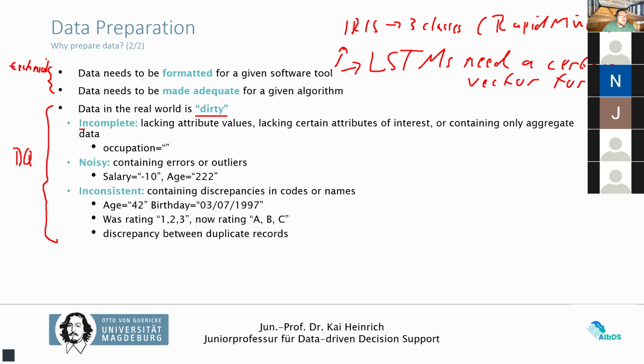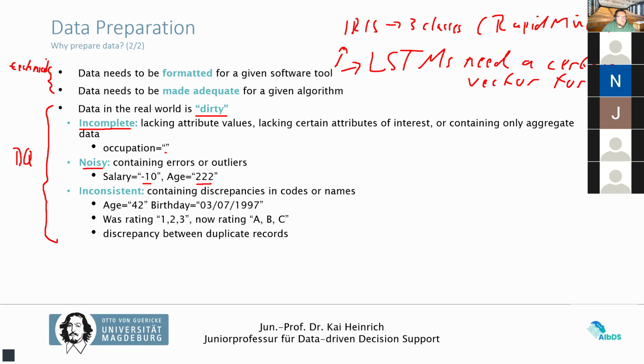So we will focus more on the data quality thing because this is universal and we need to fix this. So we have incomplete data, like lacking attribute values, lacking certain attributes of interest, or containing only aggregate data, like occupation equals blank, but we don't have the data. Missing values is a large one. It can be noisy, so we have things that we don't want in there, like variables that we don't want, or containing errors or outliers, like we have a salary of -10 or someone has age 22 and obviously typed the 2 one more time.